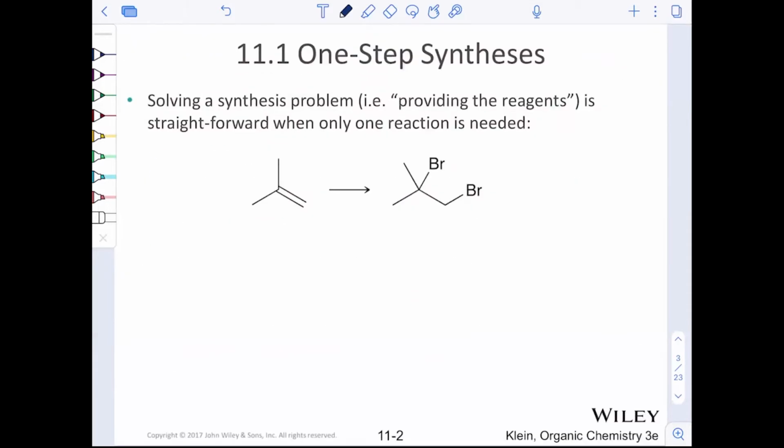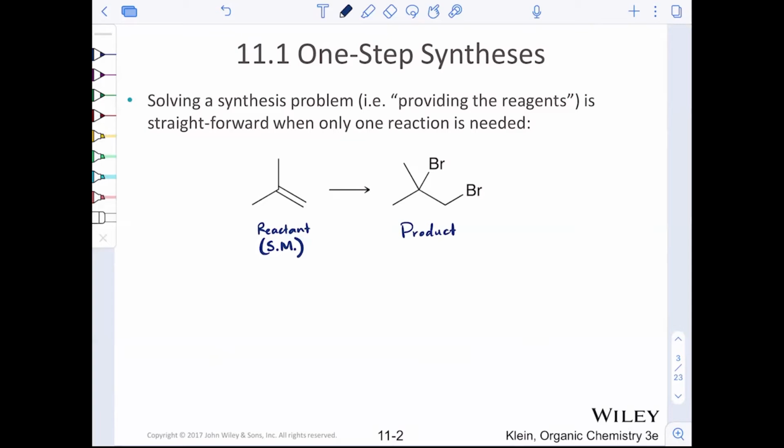So in solving a synthesis problem, or what we call providing the reagents, fill in the blank, it can be as straightforward as only one step. Your job is, again, to assess what we need to do. So I would look at this first problem, and I have my reactant over here on the left, also called the starting material, SM, what you're given. And then I have my product, my desired molecule, on the right-hand side.